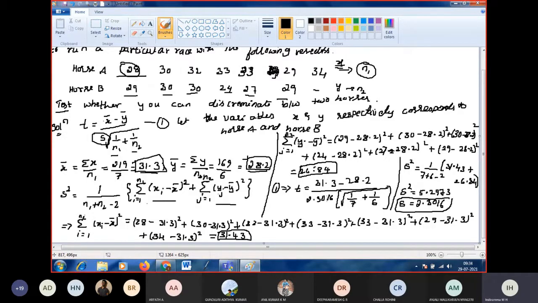So anybody, can you tell me what you got after simplification? What will you get as the t value? I will go to the next page if you are clear on this one. Shall I go to the next page? Hello?